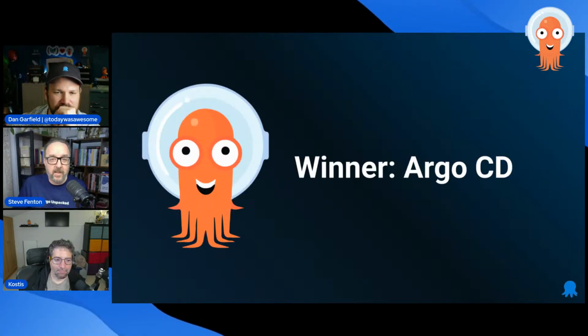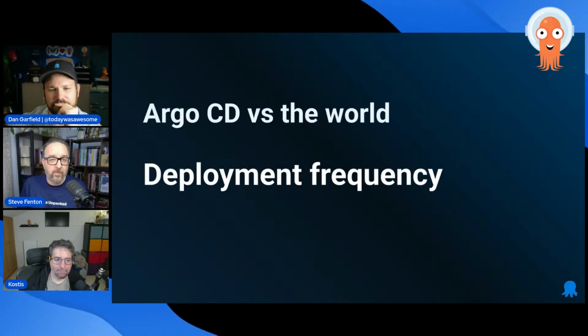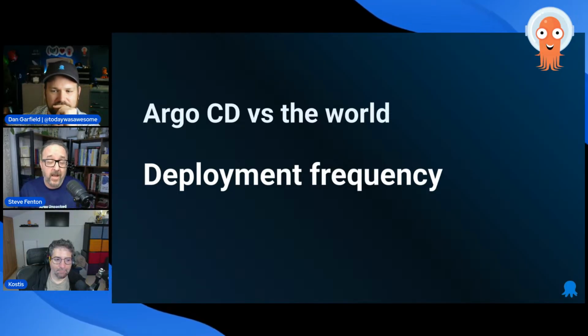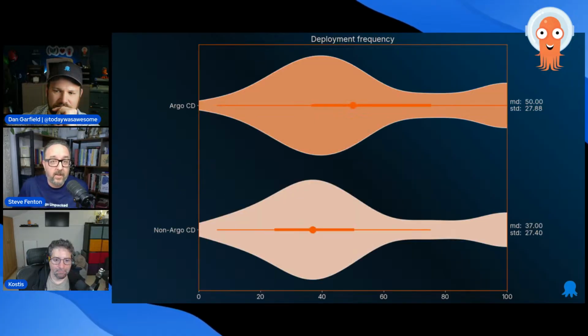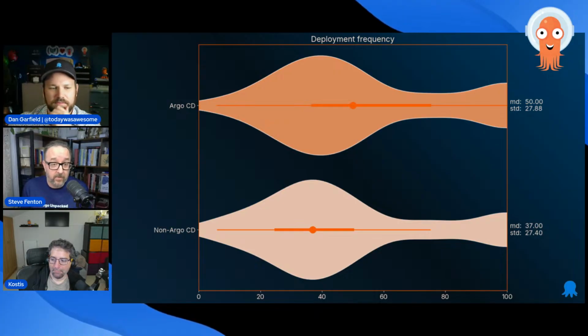So let's have a quick look at deployment frequency next. To define this, this is probably the easiest one. It's how often you deploy to production, and in terms of Argo, that's another win for Argo. The data is a bit more lumpy around this one, but the median for Argo is 50, and the median for everyone else is 37, which is quite a lot lower.